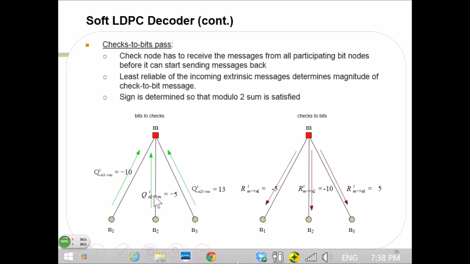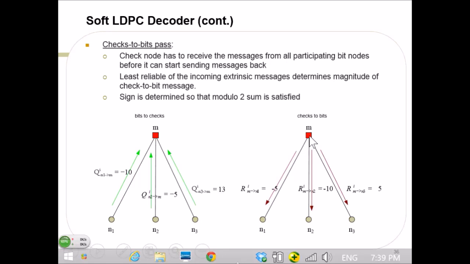Say for instance I received these 3 bits. This bit is telling this check node its LLR is -10. So it is telling that it is a bit 1, in sign magnitude, 2's complement representation. The negative sign represents a 1, so it is a bit 1 with an LLR of 10. And this bit is telling this check node that it is not that confident, but it is a bit 1 with an LLR of 5. And then this bit is more confident, saying that it is a bit 0 with an LLR of 13.